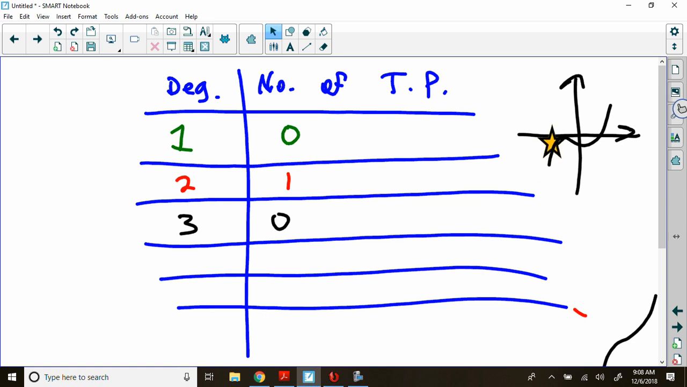Increasing, increasing, increasing, increasing, stops. Decreasing, decreasing, decreasing, stops. Increasing, increasing. How many turning points does that have? 2.